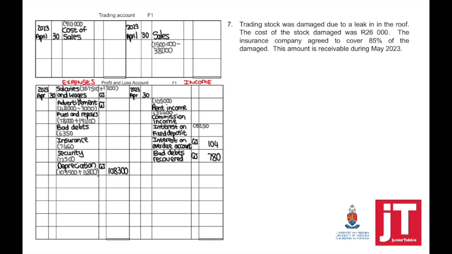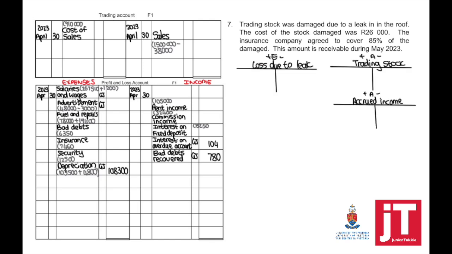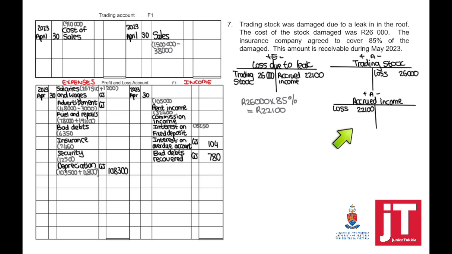So when we're looking at this adjustment, we always need to show the original cost of the stock which we've lost. That means that our trading stock is going to be credited with $26,000 and loss due to leak is going to be debited with $26,000. The insurance company agreed to pay out 85%, which means $26,000 times 85% accrued income is going to be debited because that money is owed to us. For every debit, there's a credit.